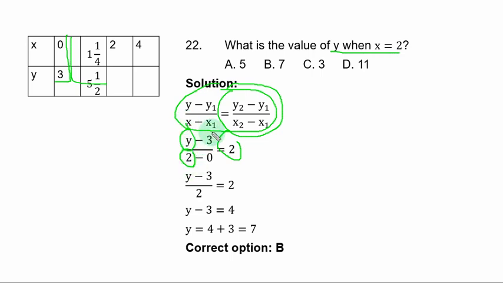So this point is y1, that is 3, and 0 is for x1. So you have y minus 3 over 2 equal to 2, that is 2 over 1. If you clear the fractions, you have y minus 3 equal to 4. Collect like terms, y is equal to 4 plus 3, and you have 7. B is the correct option.